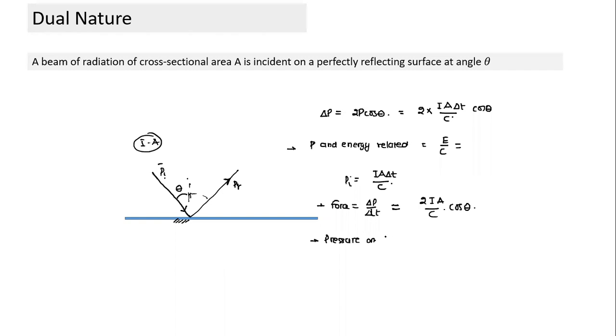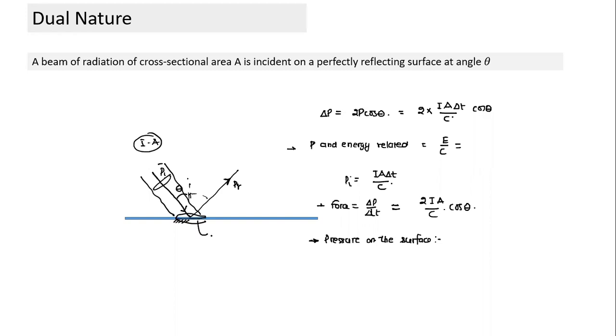Pressure on the surface. What is the pressure on the surface? How do you calculate pressure on the surface? Can anyone think of a method of calculating pressure on the surface? This force is acting, but if you have to calculate pressure, this force is acting on what area? The area of cross section of the beam is A, but what is the area on which it is falling?